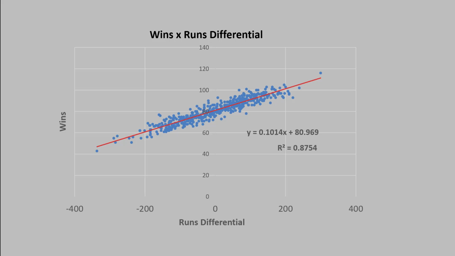Not surprisingly, the greater the value of the runs differential, the more wins the team had. We can calculate the number of wins for a given runs differential value by multiplying by the value that you see in the equation, the b value of 0.1014, and adding 80.969, the intercept. Let's look at the R squared value, though. It's about 0.86, indicating that the runs differential explains about 86% of the variation in wins.